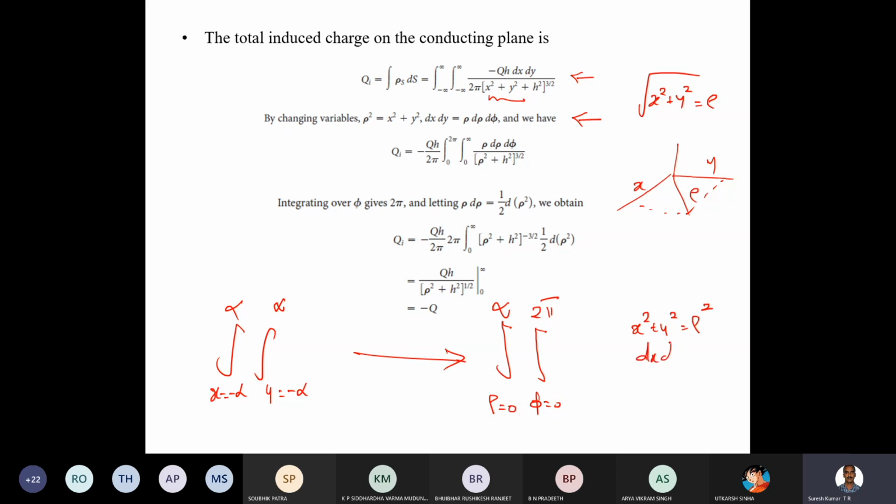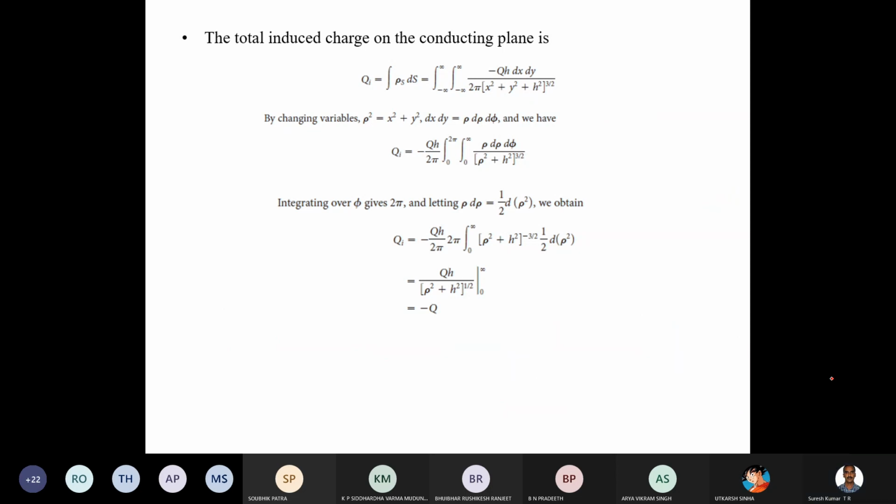And you need to replace dx dy with the surface element for the cylinder. 3 possible surfaces are there. You need to take the surface which is normal to the z direction. So the surface is rho d rho d phi, which is perpendicular to the z direction. So you need to replace dx dy with rho d rho d phi. That's all. If you do that, I will get the total charge induced equal to minus q. This we already know, right?